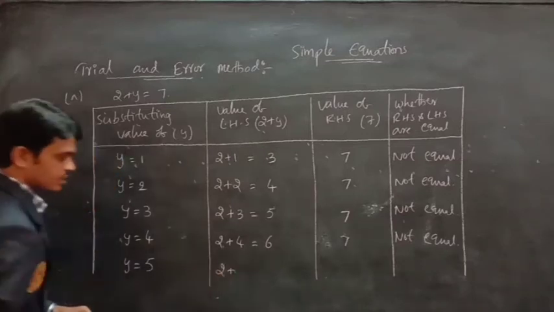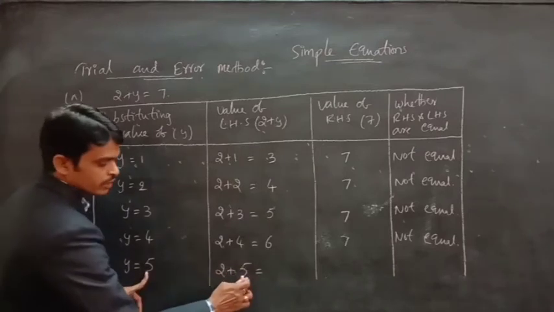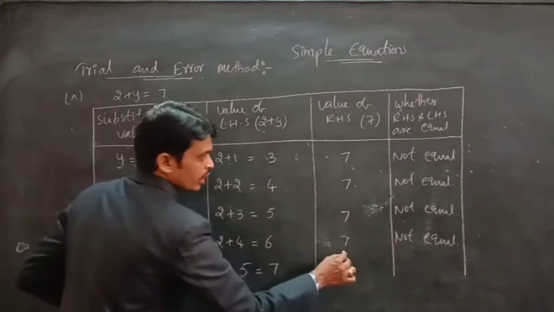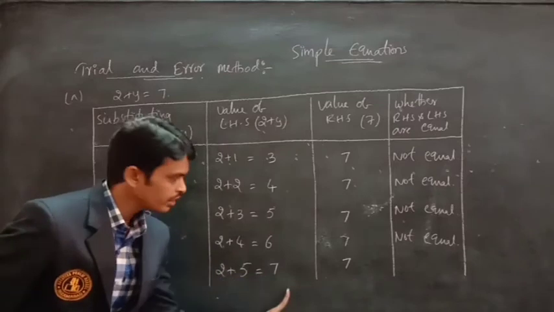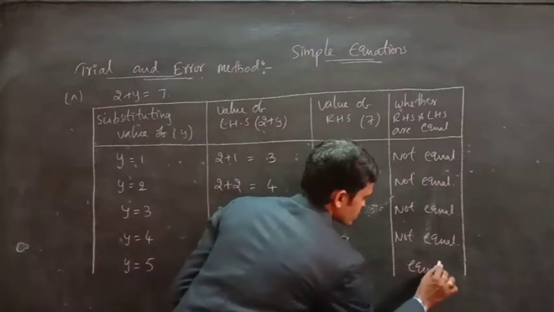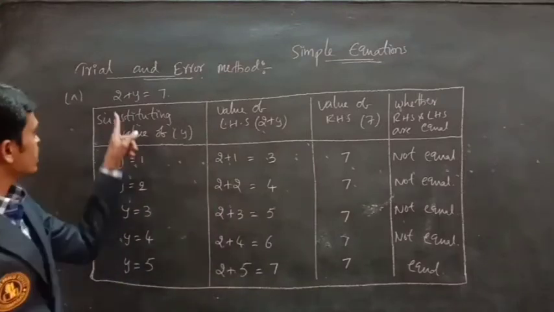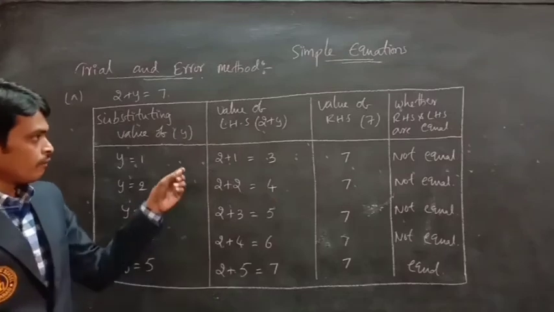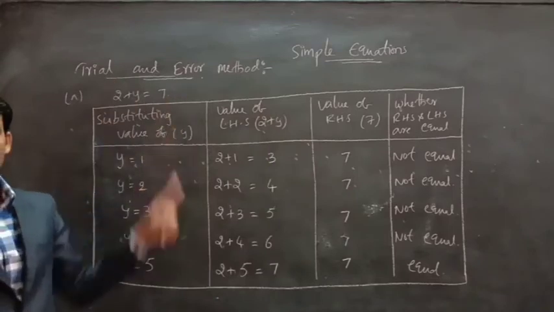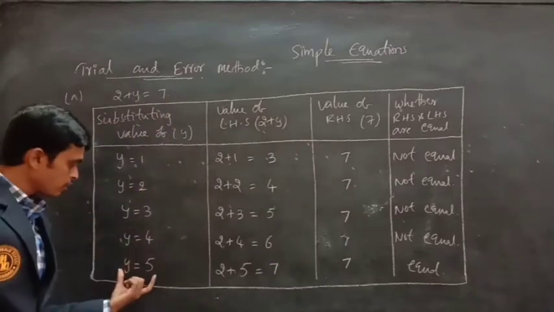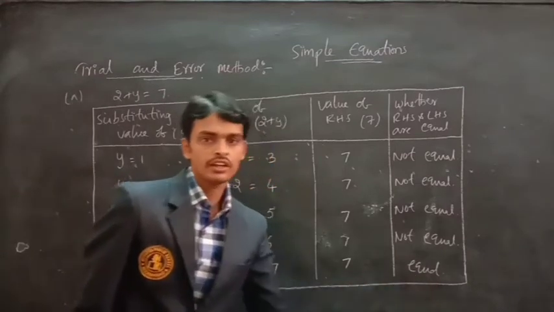Now 2 plus, in the place of y we should write 5. So 2 plus 5 is how much? 7. Now RHS value is 7. Are they equal? Yes, they are equal. LHS and RHS both are equal. So by using the trial and error method like this, we find the value when RHS and LHS are equal. If y is equal to 5, then LHS and RHS are both equal.